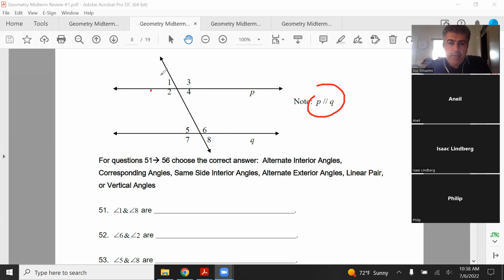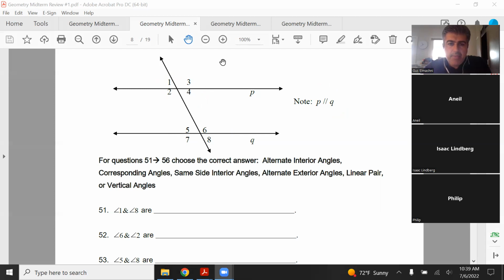A linear pair would be two angles that are side by side like that, that form a line, like 1 and 3, or 2 and 4, or 5 and 6, or 7 and 8. Those would be all linear pairs. And lastly, vertical angles like 1 and 4 would be vertical, or 5 and 8 would be vertical, or 3 and 2 could be vertical, 6 and 7 could be vertical because they're opposite of each other.